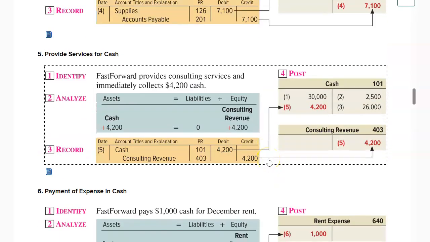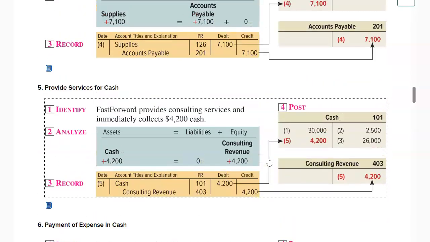We provide consulting services and collect cash. Cash goes up, we collected it. So cash is an asset, increased by debits with a debit balance. I'm going to debit cash. Consulting revenue is an equity account with a credit balance. So cash is going to be debited, $4,200. There it is, entry number 5.